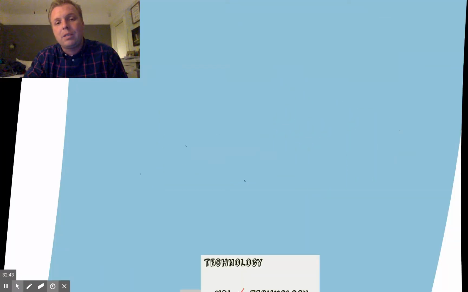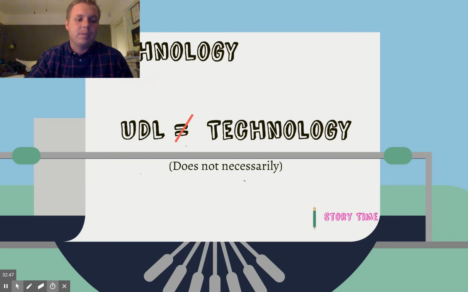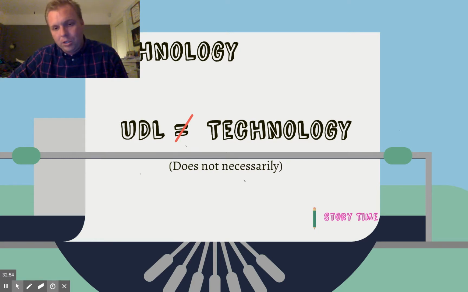Fraction mats, all of those things support universal design for learning. Now, one thing to take note of is UDL does not necessarily mean technology. Technology and UDL go hand in hand. They are best buddies. But you can do universally designed lessons and content, and you don't have to necessarily have technology.